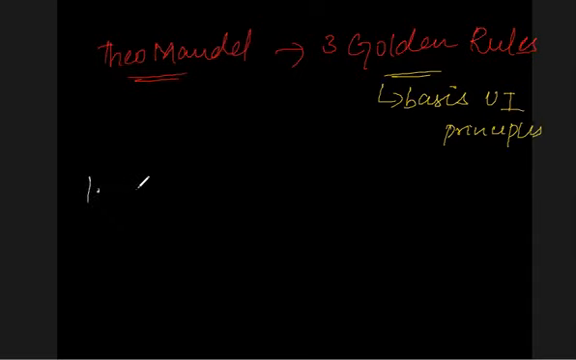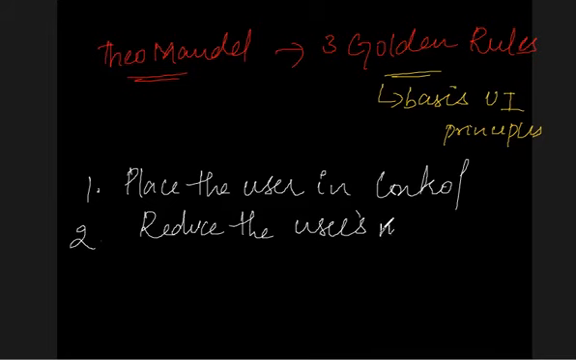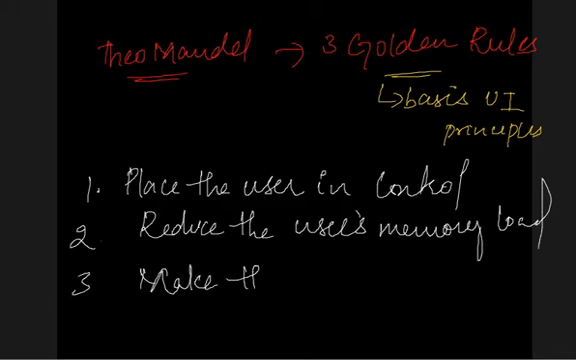The three golden rules are: first, place the user in control; second, reduce the user's memory load; and the third one is make the interface consistent.